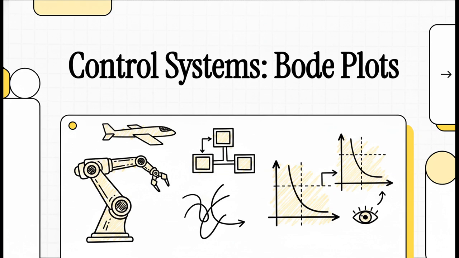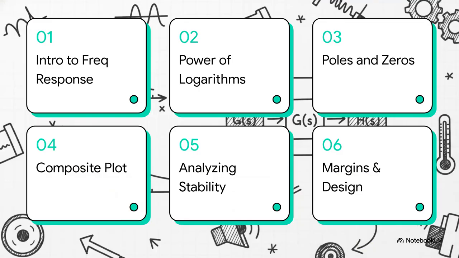We're going to explore how a truly elegant graphical tool saves us from overwhelming algebra, allowing us to literally see the stability and performance of a system. Here's our roadmap for today. We'll start with an introduction to frequency response, move into the power of logarithms, break down the anatomy of poles and zeros, construct a composite plot, analyze system stability, and wrap up with margins and real-world design. Let's break down these complex mathematical formulas into intuitive, visual frequency domain responses.